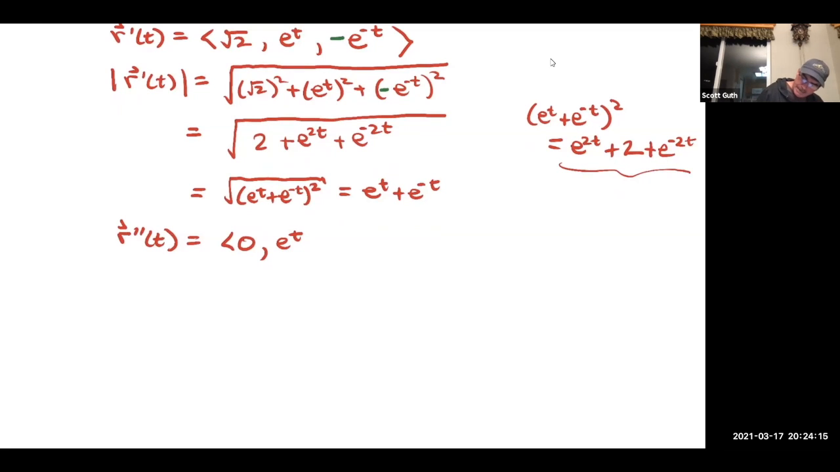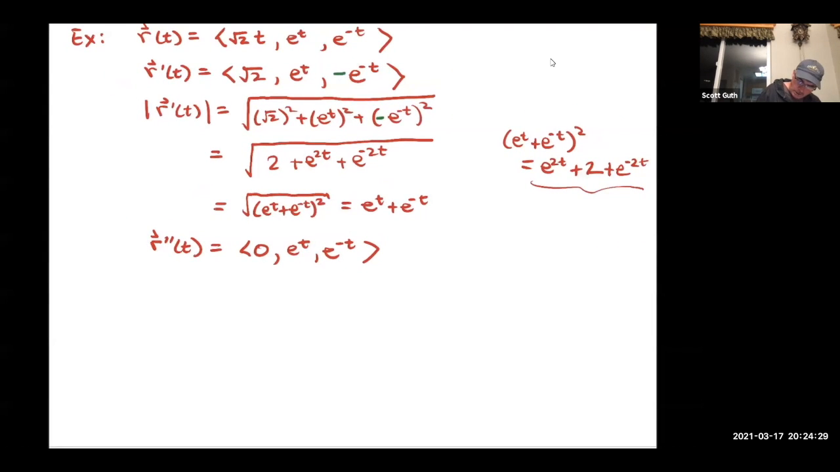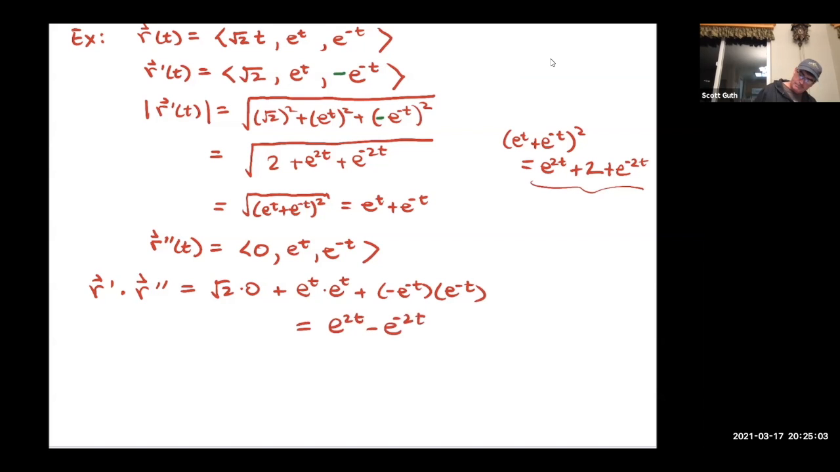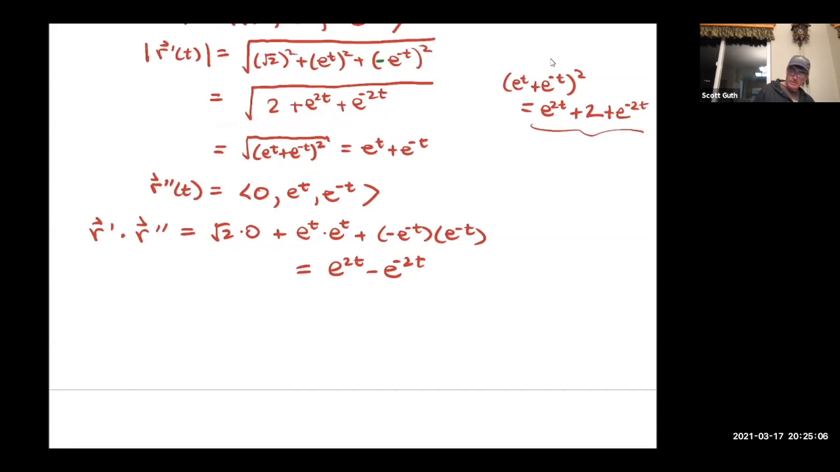So anyway, that minus sign is going to be positive now, so I'm going to have just an e to the negative t next for the velocity. So the minus sign's gone. Let's do our dot and cross products real quick. So if we do r prime dot r double prime, I'll just write it out. You're going to have root 2 times 0 plus e to the t times e to the t, and then plus negative e to the negative t times e to the negative t. So I think you're getting e to the 2t minus e to the negative 2t. Okay. Any questions?